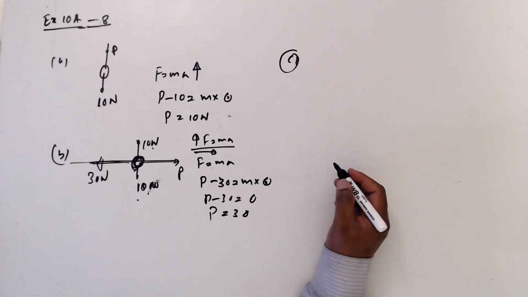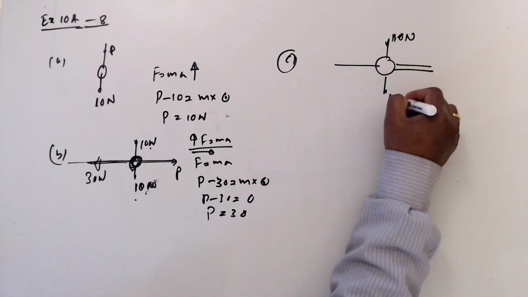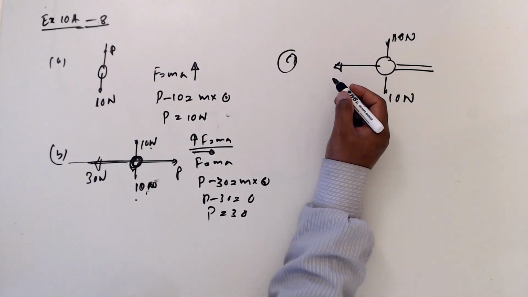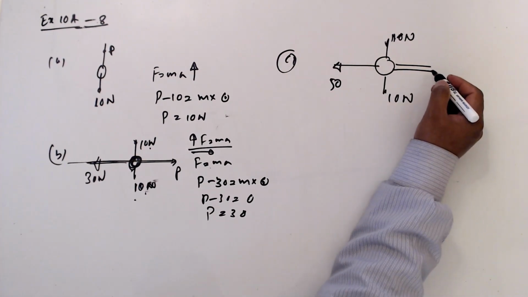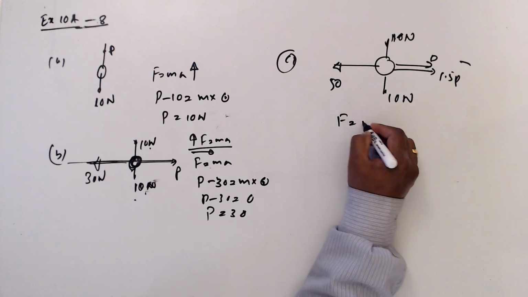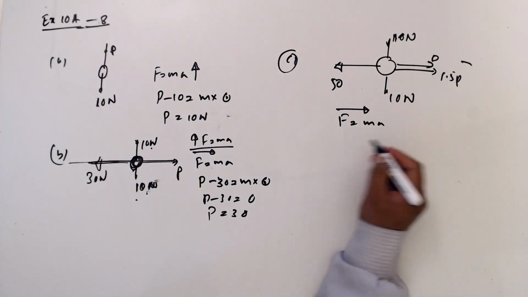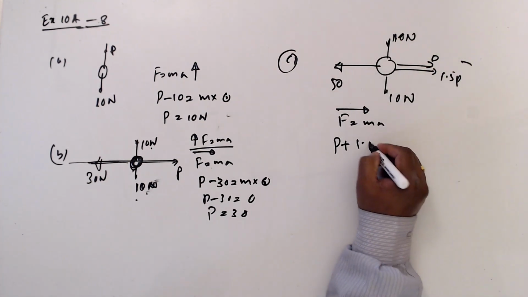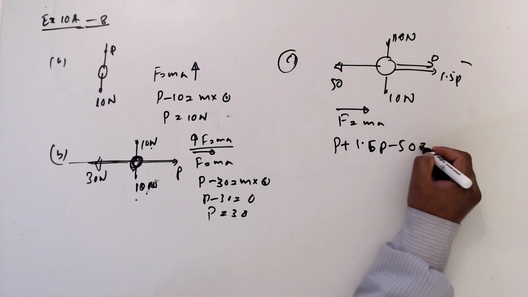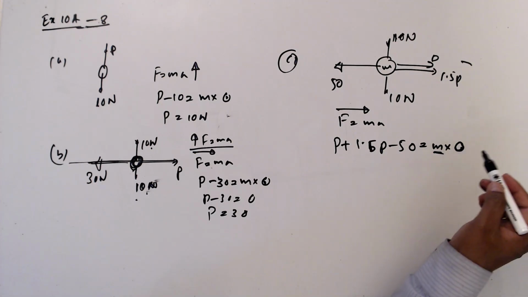Part C, again, this is 10 and 10, so we don't need to worry about the vertical, it is balanced already. Horizontal is also balanced, but we are interested in finding the P value. So this is P and 1.5 P. F equals ma in this direction now, because I need to find P. P is in this direction, 1.5 P also in this direction, and minus 50 is in the opposite direction, equal to m times 0. This is the weight of the particle, and there is no acceleration in this direction.